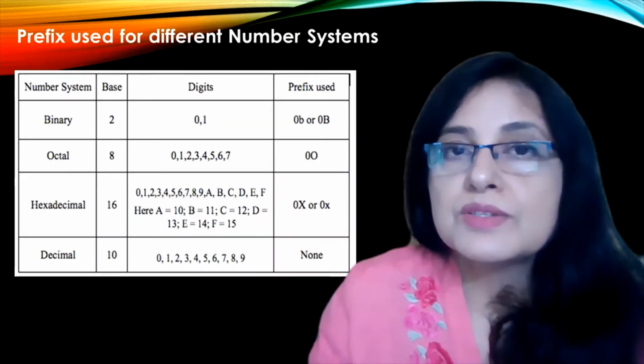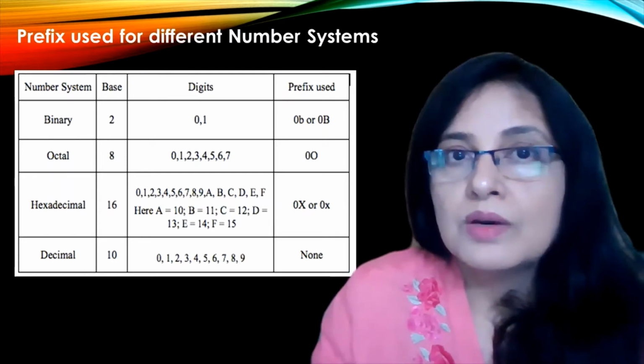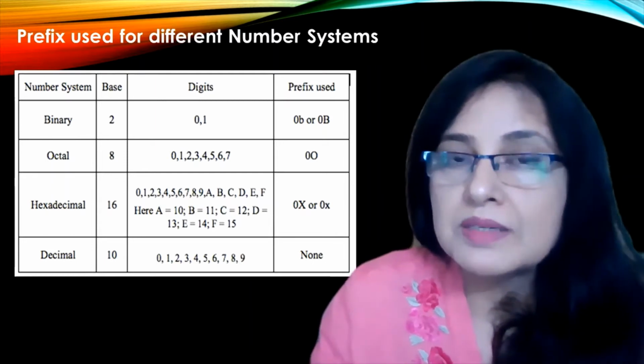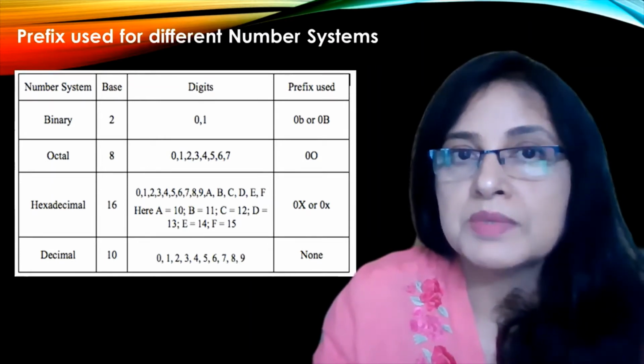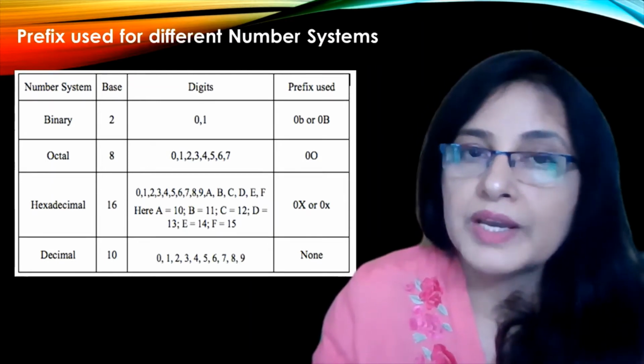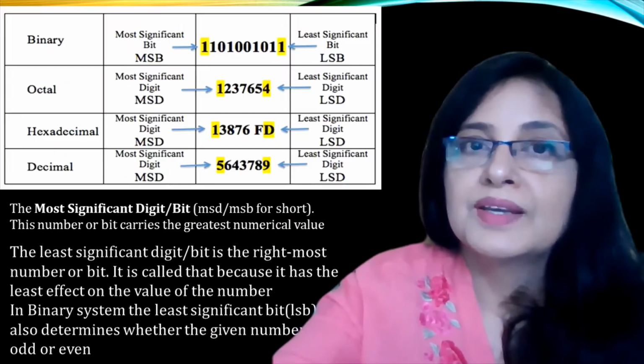The prefixes used are 0B or 0 capital B for binary numbers, 0O for octal numbers, 0X for hexadecimal numbers.